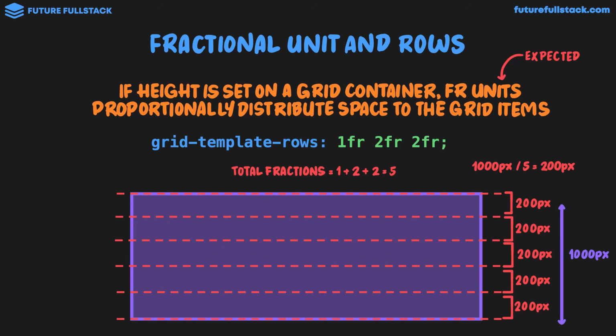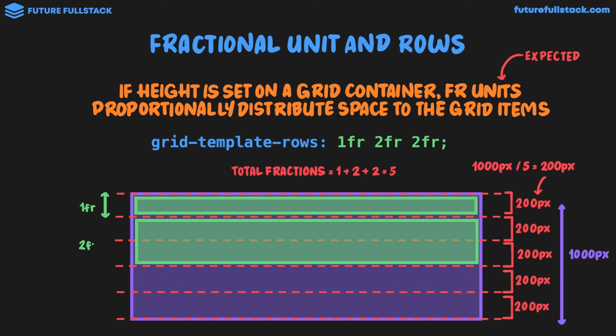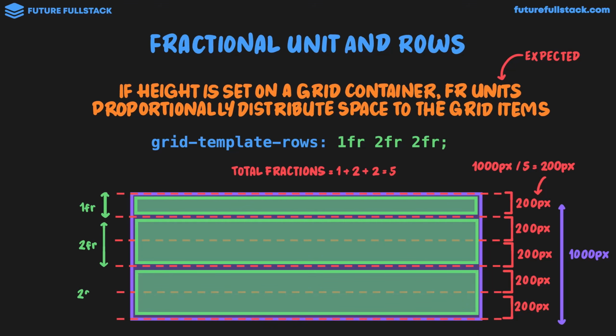Looking at grid template rows now, our first row we defined to have 1 fractional unit, so it will look like this, with a height of 1 fractional unit. Our second row is 2 fractional units, which would be 400 pixels. And our third row is also 2 fractional units, and also will have a height of 400 pixels. So let's go check this out in VS Code.